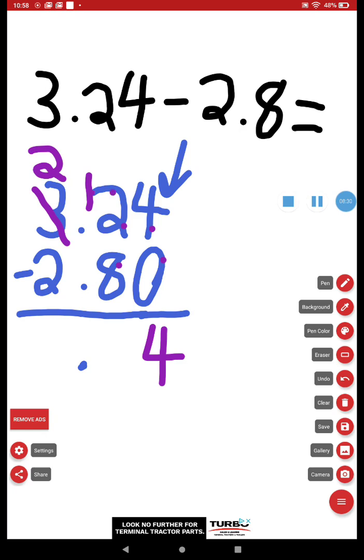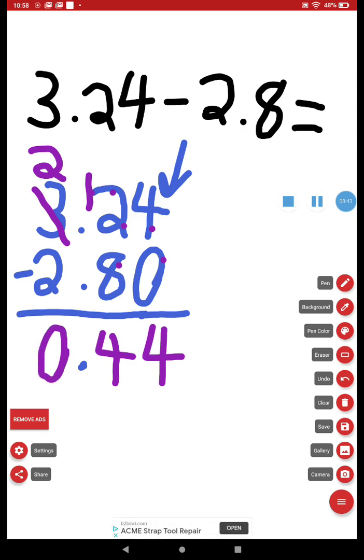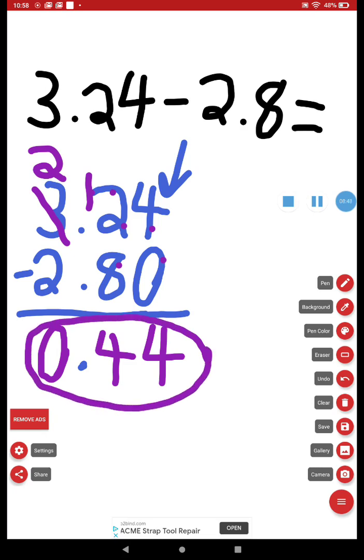I read this now as 12. What's 12 take away 8? 4. And what's 2 take away 2? 0. All right, so I got 3 and 24/100, subtract 2 and 8/10, and I get 0 and 44/100.